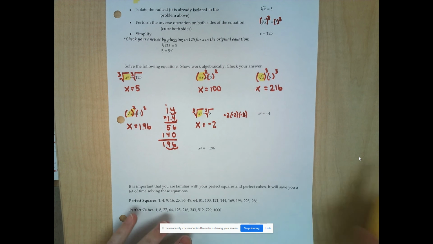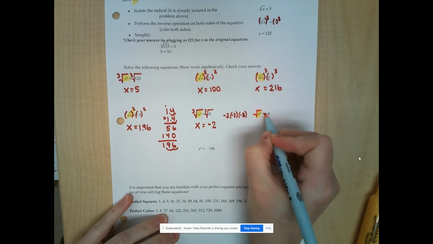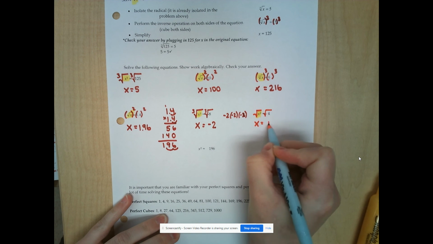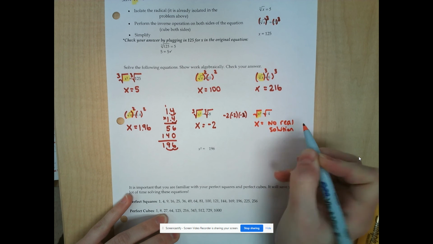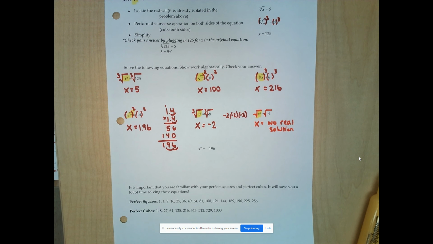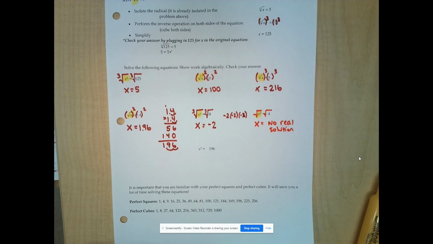X squared is on the left side here. So the inverse of squaring is square rooting. So if I square root the left and square root the right, I'm going to get x equals no real solution. Why? I cannot square root a negative number. 2 times 2 is 4. -2 times -2 is also 4. So this equation has no real solution.